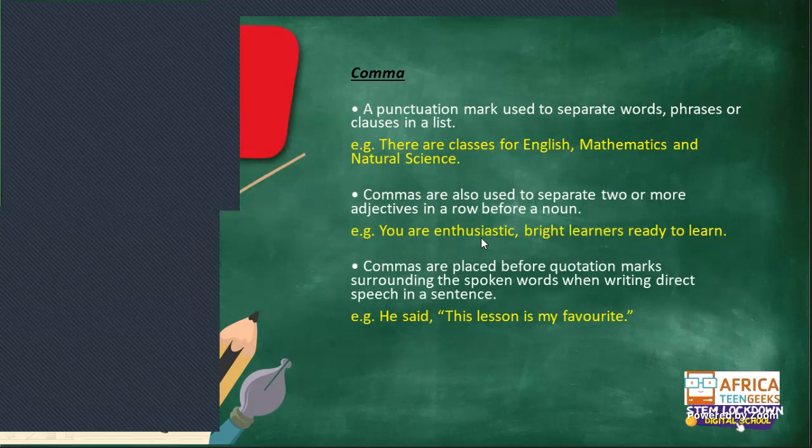So yes, you can see that here we used a comma to separate the two adjectives. What are the adjectives here? Remember, these two adjectives, they're different, right? The first adjective is enthusiastic. The second adjective is bright. Okay, so because they are different, I had to separate them by using the comma.